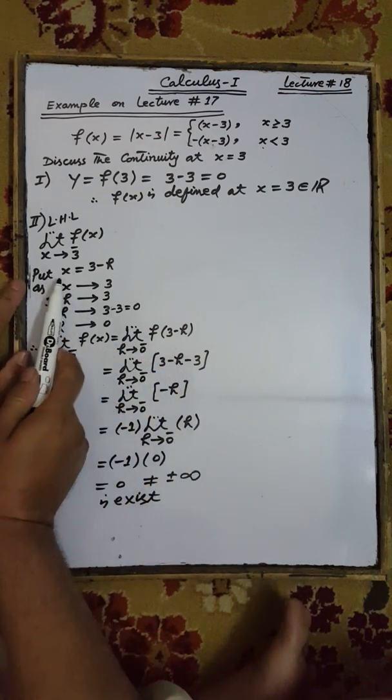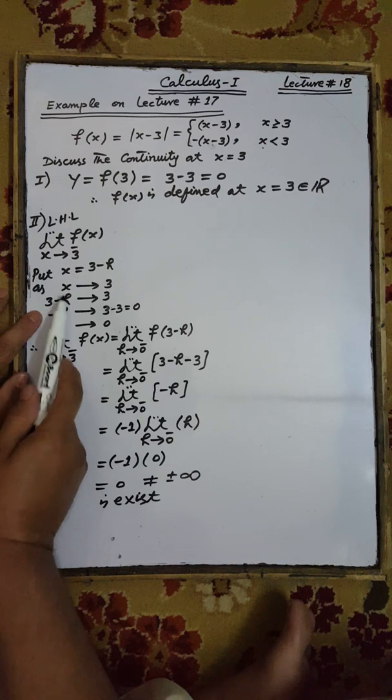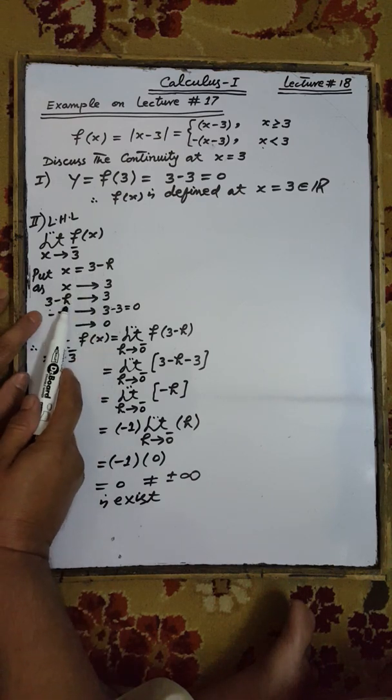Put x is equal to 3 minus h as x tends to 3. Replace x by 3 minus h, as h tends to 0.